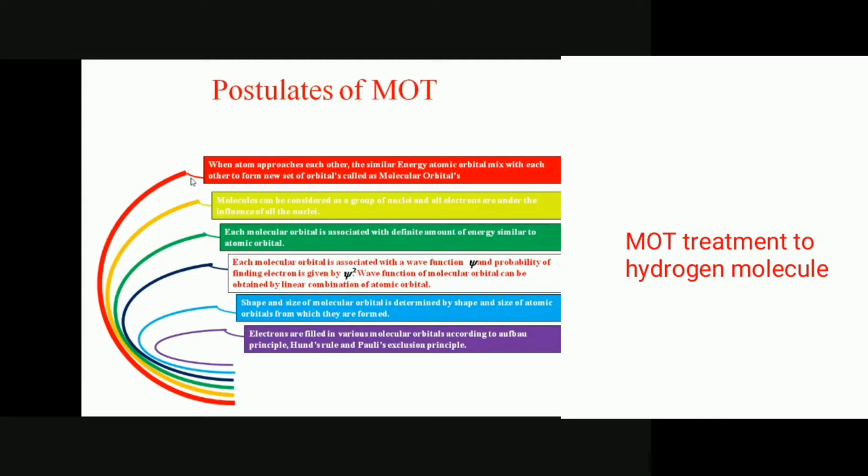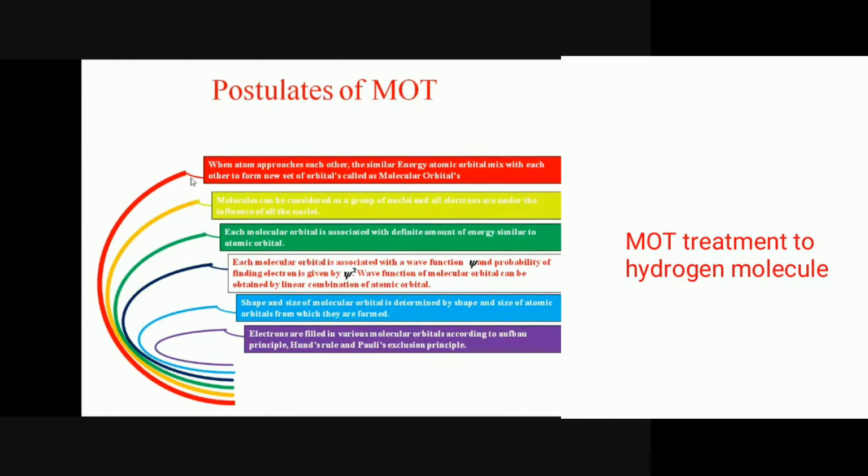And the last one, the electrons are filled according to Hund's rule and Pauli's exclusion principle. So these are basically the postulates. After that, we have seen the three criteria to form the molecular orbital. The first criterion was that atomic orbitals should have comparable energy. If the energy difference between the atomic orbitals is larger, the possibility of forming a molecular orbital will be very less, or rather it does not form.